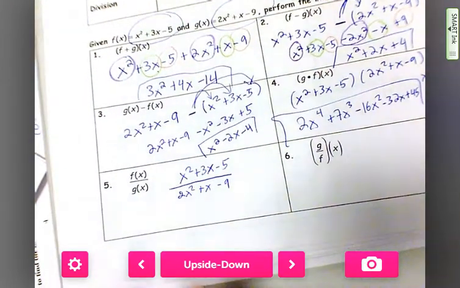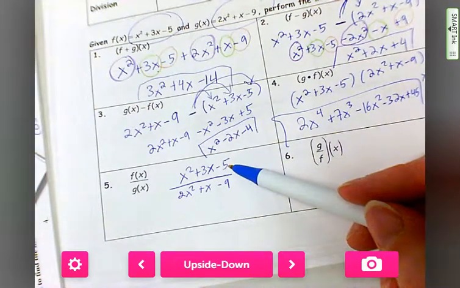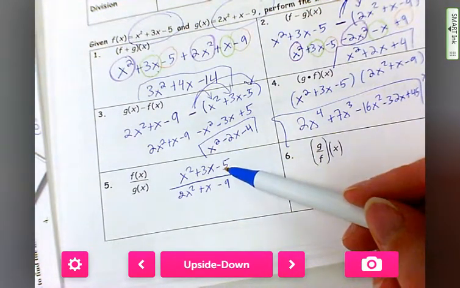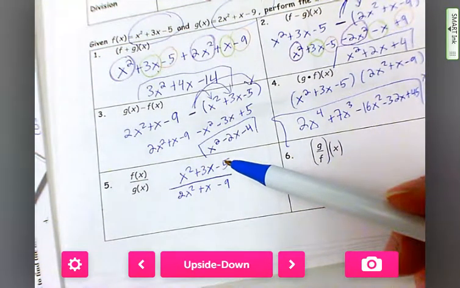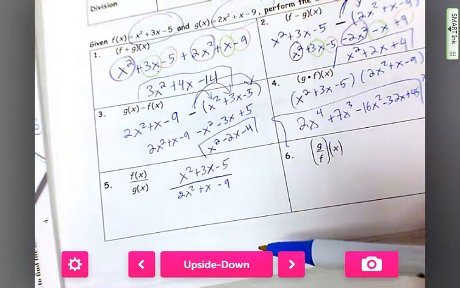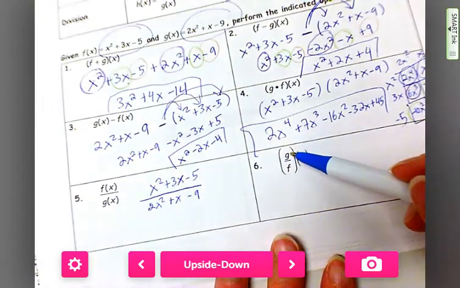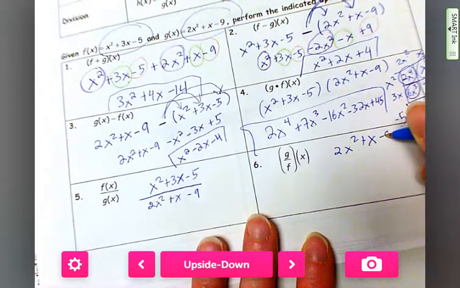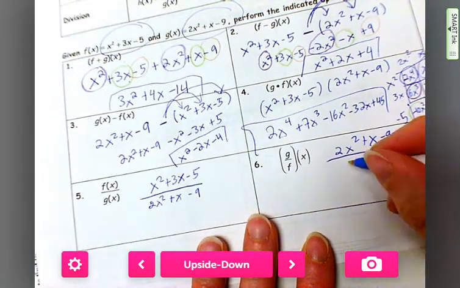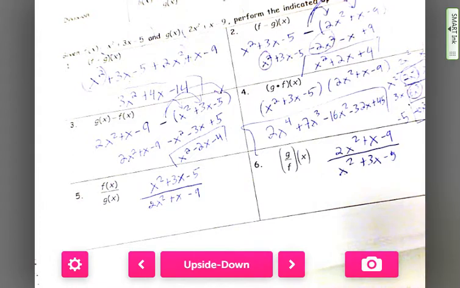Okay? So the only way to cancel things out is if we can factor them. Is there anything that multiplies together to give me 5 that adds together to give me 3? The only possibilities are 5 and 1, right? 5 and 1 never are going to add or subtract to give me 3. So we're just going to leave it like this. And g over f gives us 2x squared plus x minus 9 all over x squared plus 3x minus 5. So in a lot of cases, you should be able to factor those.